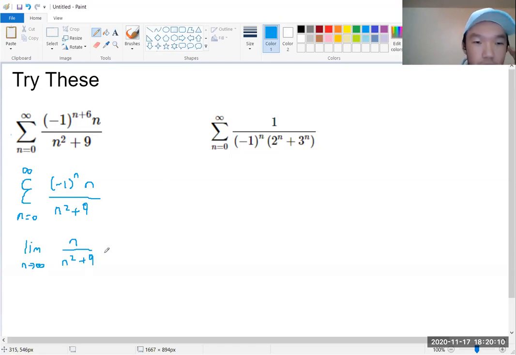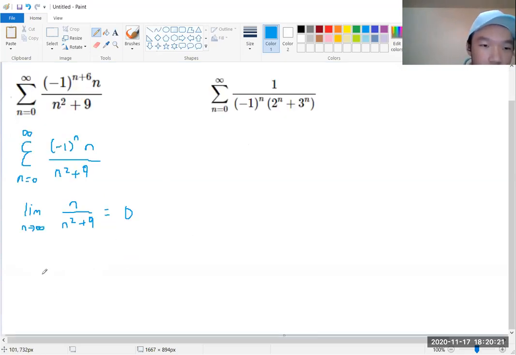So does the limit go to 0? Yes, right? So this is 0, so that's good. And then now we need to verify that this sequence is a decreasing sequence. So n over n squared plus 9. So is this decreasing? Yes. How do you know?